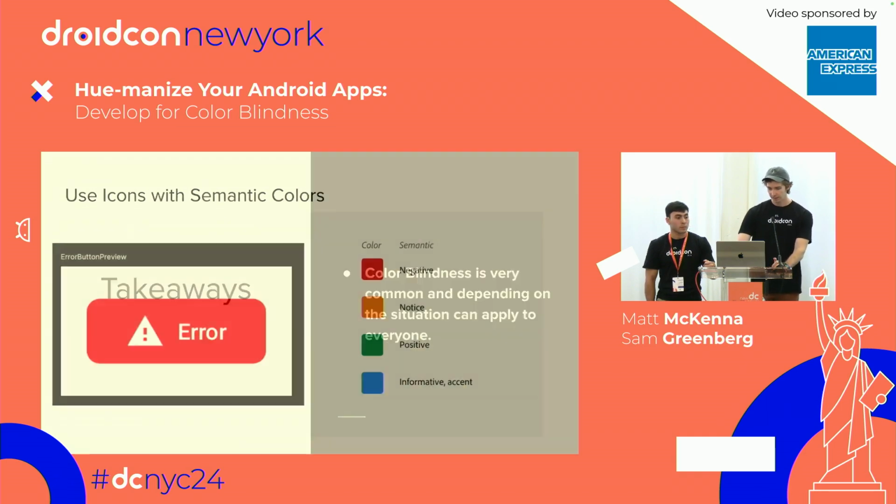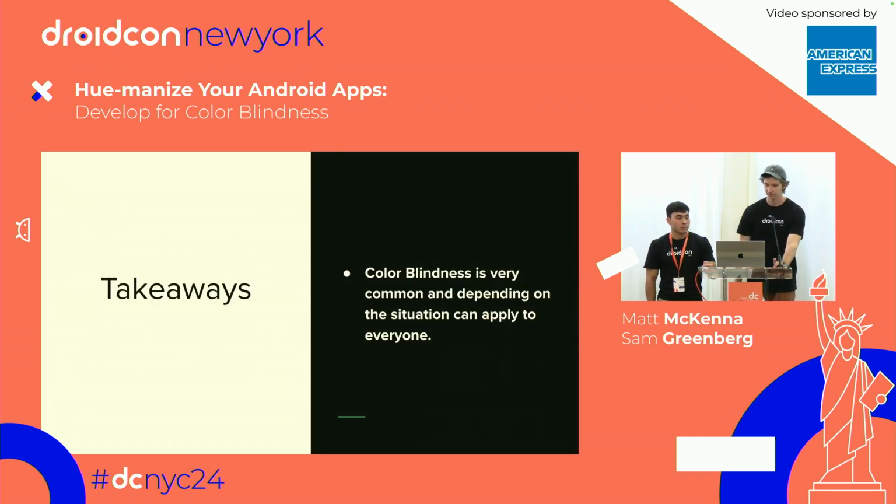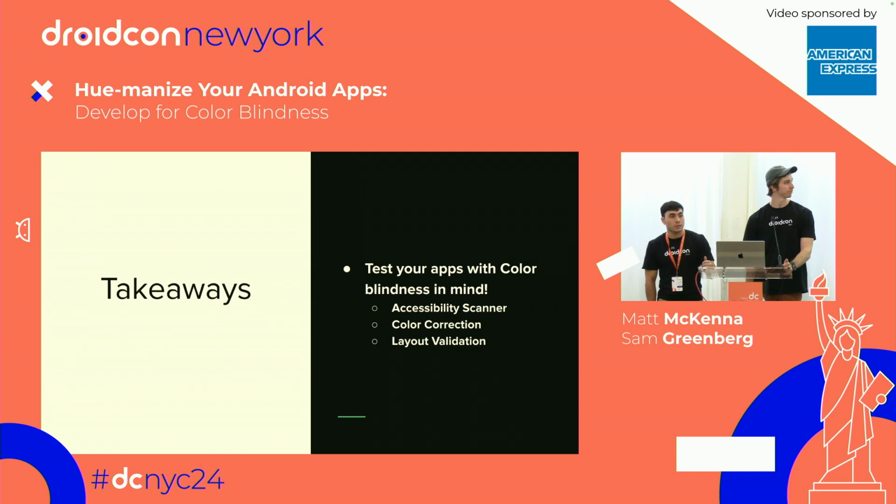So key takeaways: color blindness is very common and depending on the situation can apply to everybody. One of the most important things is to be sure to test your app and everything you make with color blindness in mind. Not strictly necessary, but there are plenty of tools to help you with accessibility in general, and color blindness falls under that umbrella. Accessibility Scanner, very powerful, still highly recommend it. Color correction, if you want to kind of see what it would look like. The layout validation as well, if you wanted to see that from your Android Studio instead.